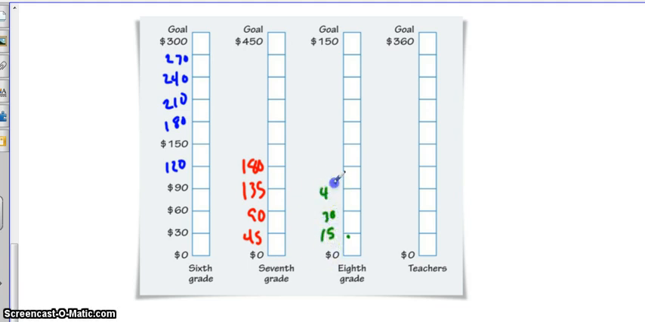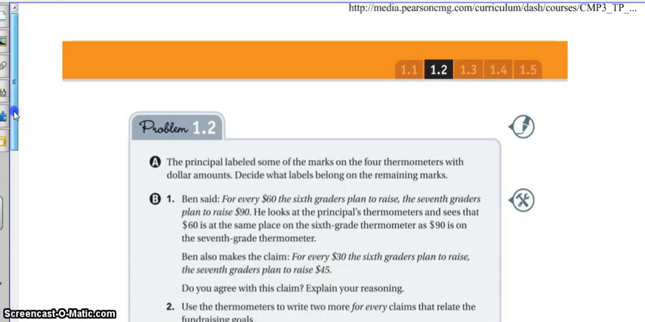Okay, same process. And then the teachers think that their goal is going to be 360, so their goal would be in increments of 36. Okay, and that's because we have 10 divisions. There are 10 little boxes for each thermometer, thus cutting the goal into 10 equal sized parts. So let's go ahead and go on to the next page and start looking at the problem.